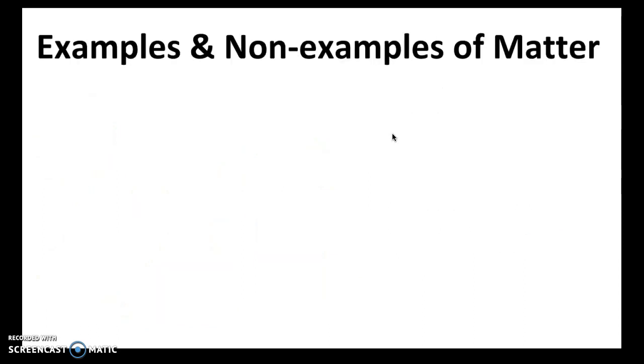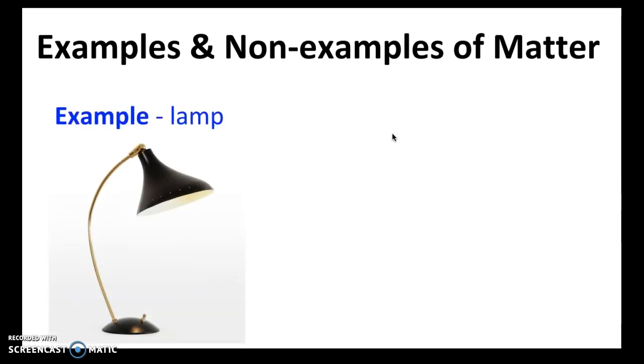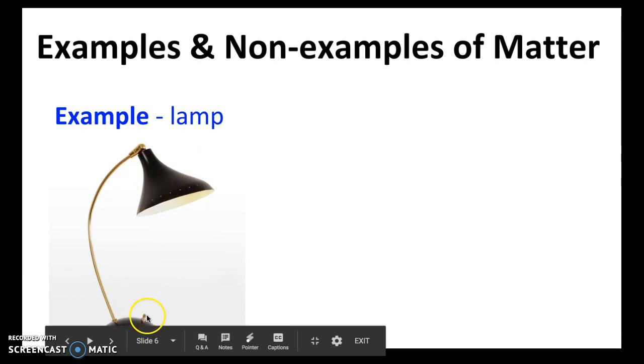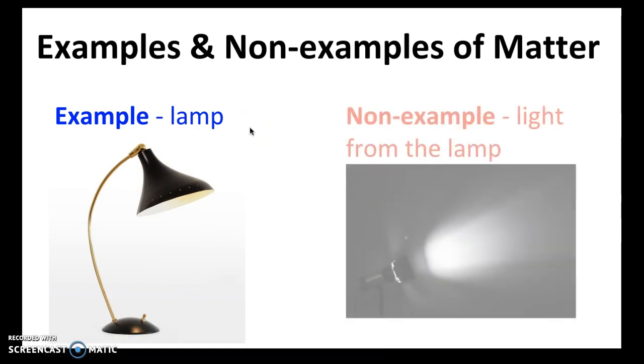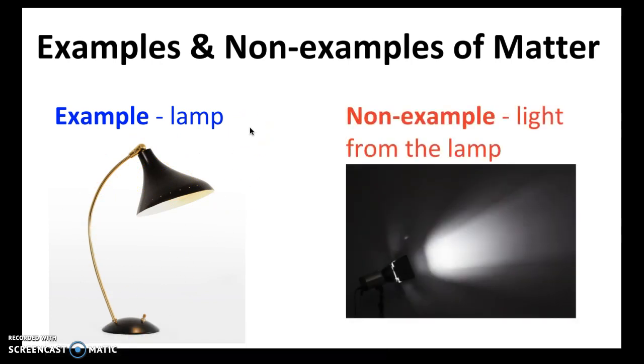All right, we're going to look at some examples and non-examples of matter just to clarify and make sure we know what matter is. So let's look at our first example. A lamp is matter. So if you can weigh a lamp, you can also measure the volume of a lamp, and the lamp is made of atoms. So the metal part, for example, is made of metal atoms. There may be some plastic bits right here that are made of carbons and hydrogens. So these are atoms that make up this lamp. A non-example would be the light from the lamp. You cannot weigh light. You cannot measure the volume of light, and light is not made up of atoms.